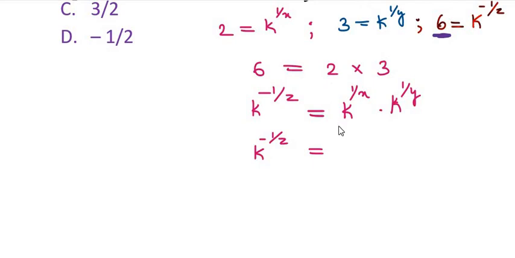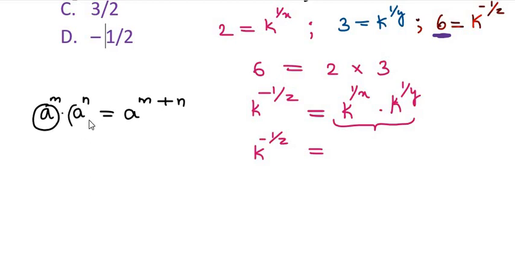Now this uses the law of indices, which says that if a to the power of m is multiplied by a to the power of n, we can add the powers and write it as a to the power of m plus n. So we can see here the bases are the same and there is a multiplication between the two. So we write the base once and we just add the powers. Here the base is k, so we will write k and add the powers. So it becomes 1 over x plus 1 over y.